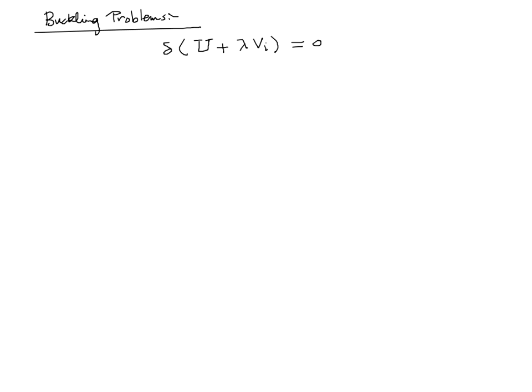The final thing we're going to do is what happens if we're talking about a buckling problem rather than a problem of statics. Again, what we have shown at the end of our discussion on buckling is that the condition for buckling was obtained from delta U plus lambda V_i equals 0, where V_i was the potential energy of in-plane forces, lambda was the load multiplier.